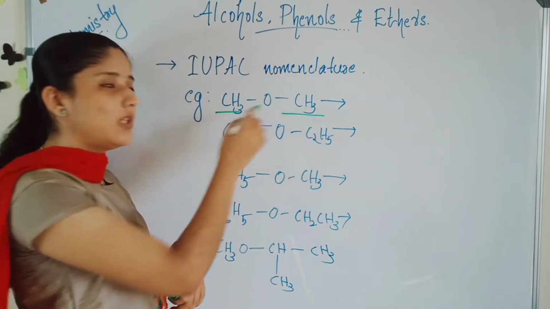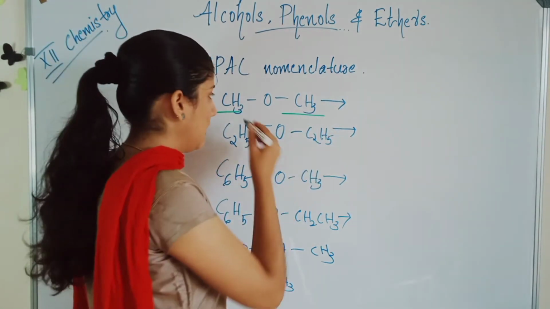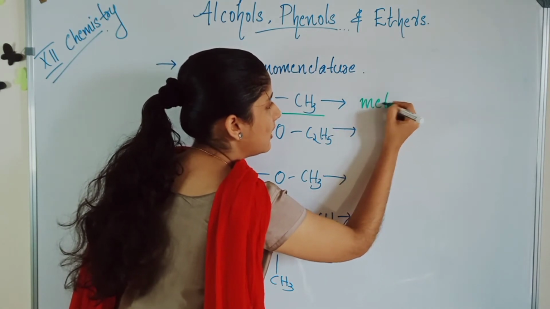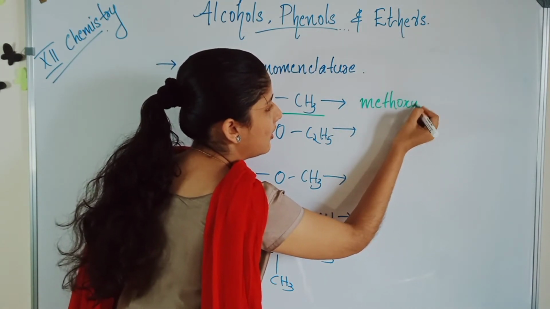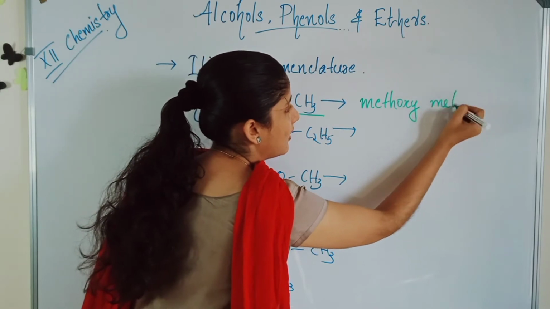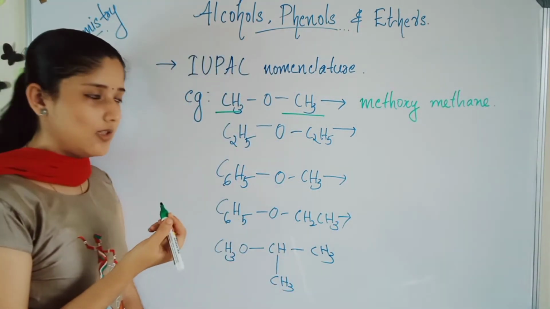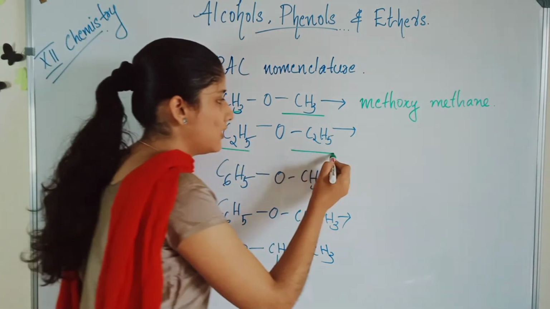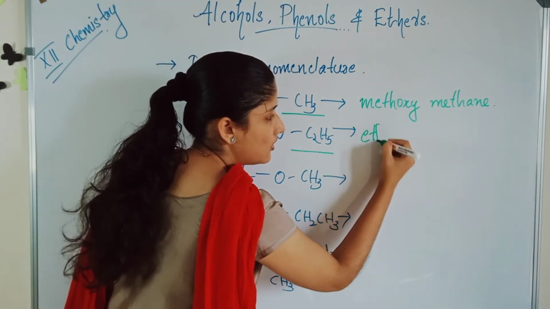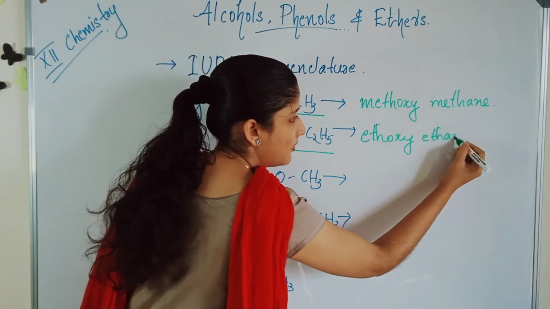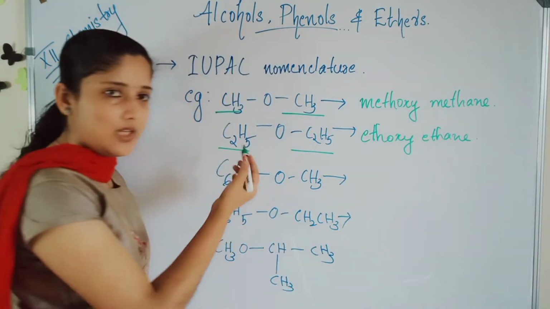Next example is CH3OCH3. Both alkyl groups are same. Okay. So we can write methoxymethane. Methoxymethane is this. Here you look, this will be ethoxyethane. These two are easy, right?